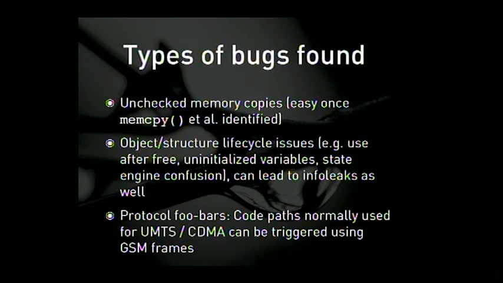Also, there is something that I call protocol foobars, where you have a code path that should only be reachable through a UMTS message that can also be reached through a GSM message. So this is, for instance, if you have an information element in a GSM message that is for UMTS. I was later told that these, what I call protocol foobars, are actually features, because you need to handle these messages if you support both UMTS and GSM. Because what happens if you started on a UMTS connection and you go outside of your cell and you are handed over into a GSM cell, then you're still getting those 3GPP messages.